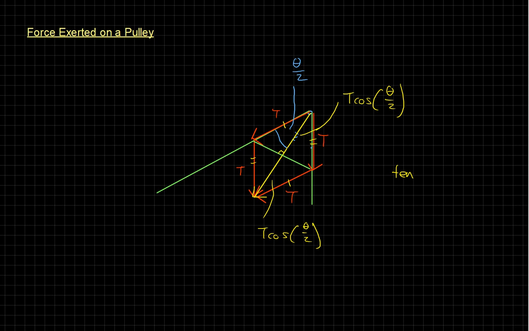Oh, sorry, not tension on the pulley. I need to be specific. Force exerted on the pulley. In fact, let's do it here. Force exerted on a pulley is 2 times t cos of theta over 2. It's 2 because I'm adding that one to that one. Where theta is the angle between the two parts of the string.